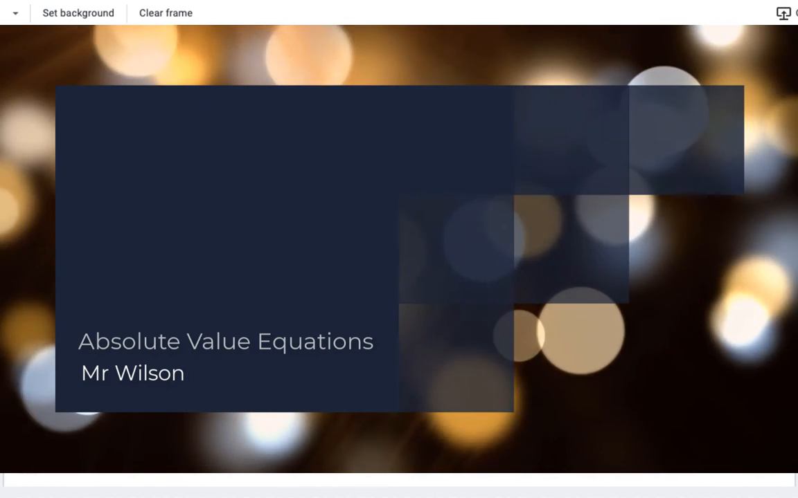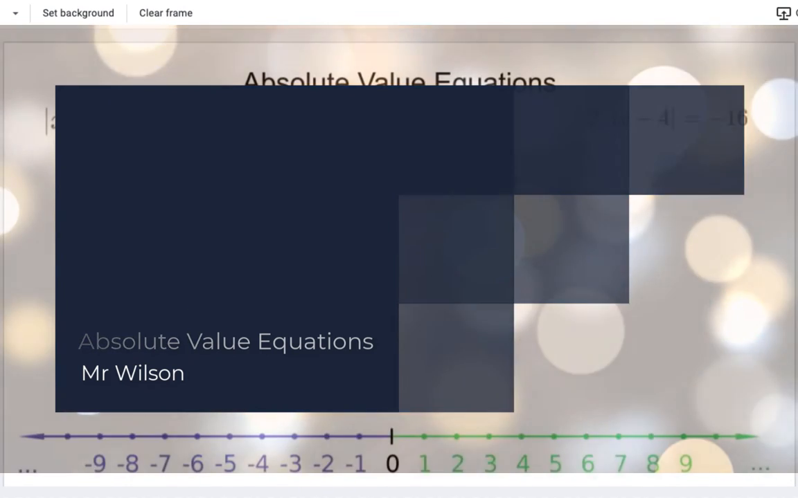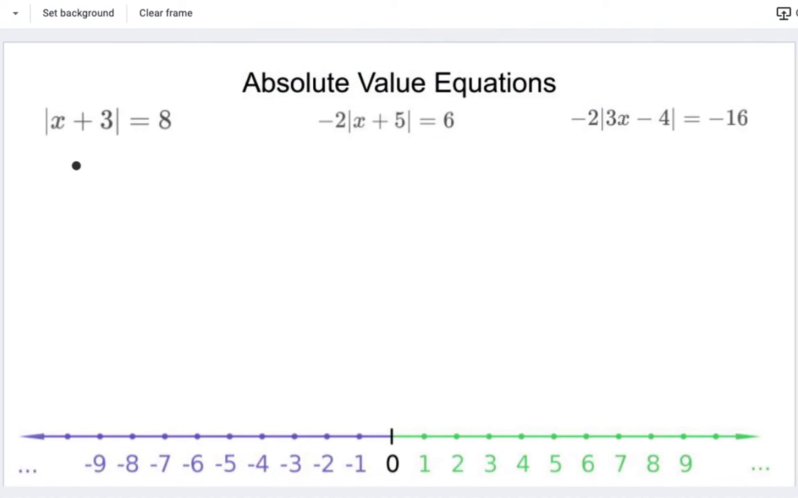Hey mathletes, in this video we're going to look at solving absolute value equations. Now remember, whatever's inside the absolute value could be a positive number or it could be a negative number. What the absolute value equals should always be positive. So if it could be positive or it could be negative, that means you need to split it into two separate equations.